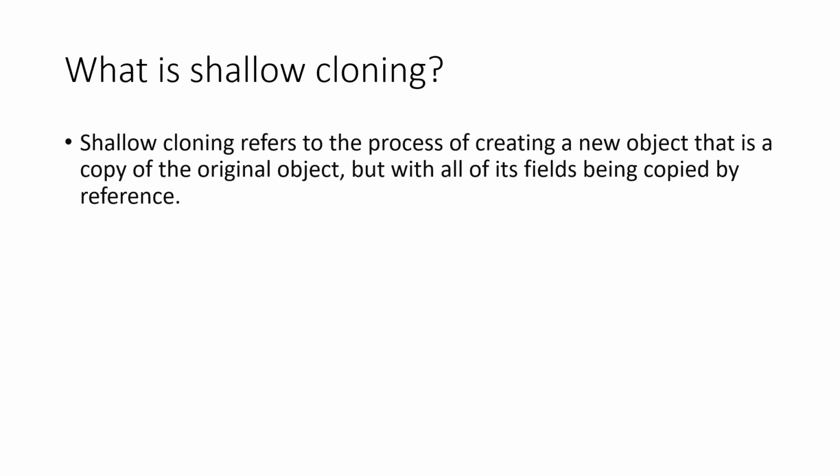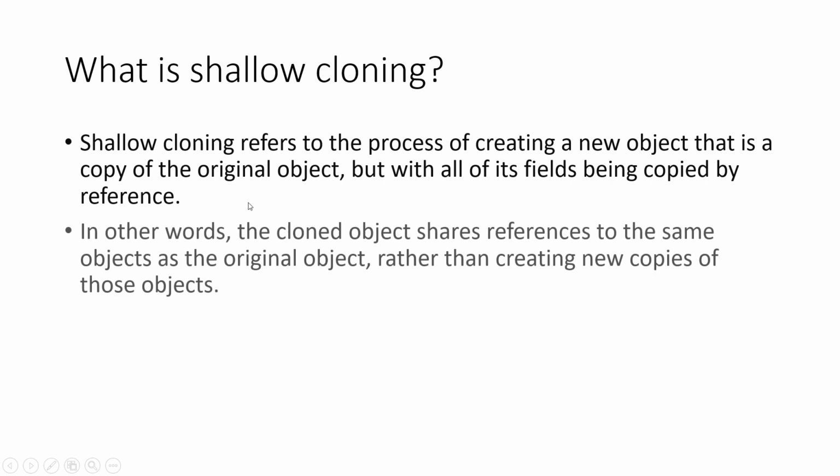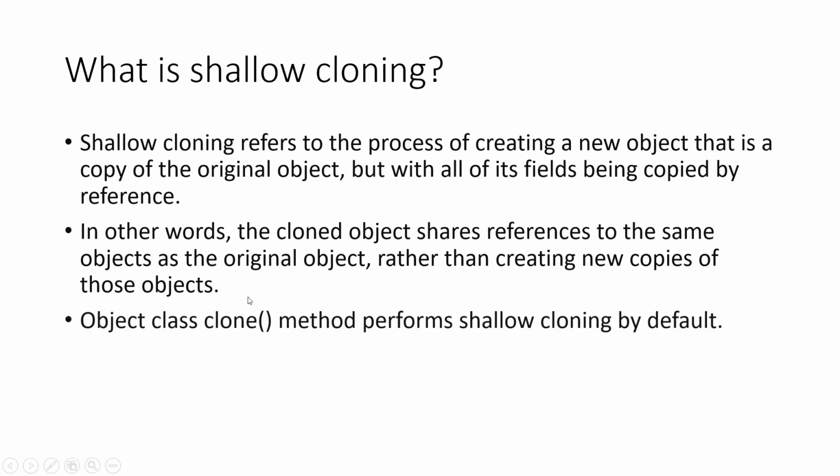That means, let's say you take an Employee class, which has a reference variable pointing to the Address object. Only the Address variables are copied but not the Address objects. So both the original and the cloned object will be pointing to the same Address object. I will show you. In other words, we can say the cloned object and the original object will be sharing the same references rather than creating new copies of those objects. We will see this.